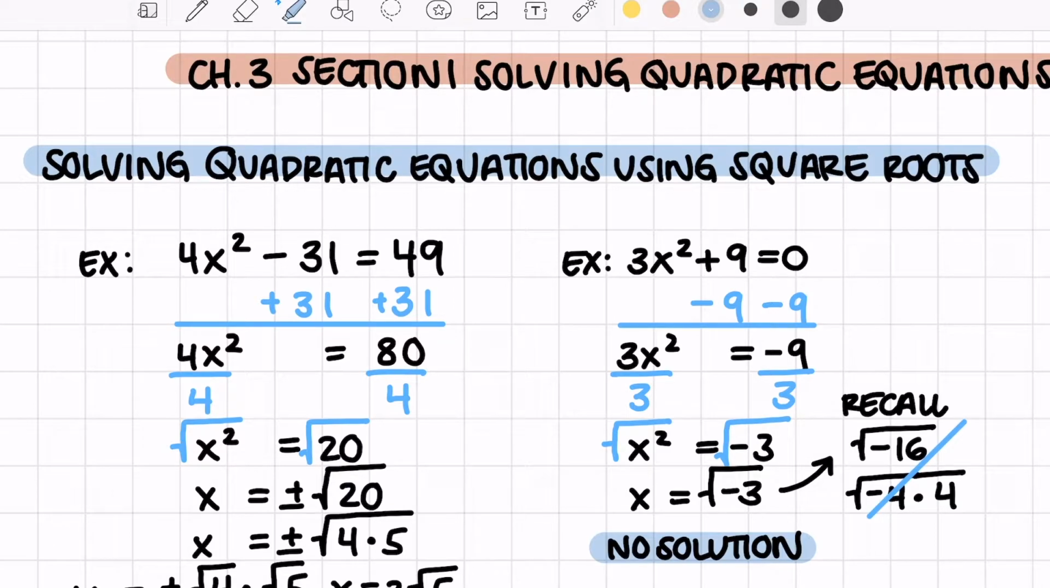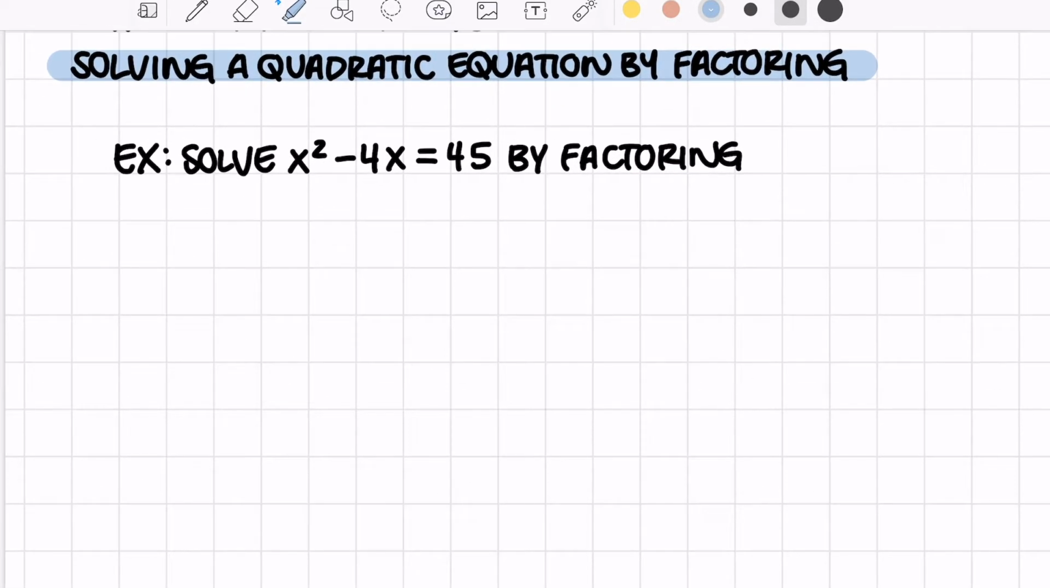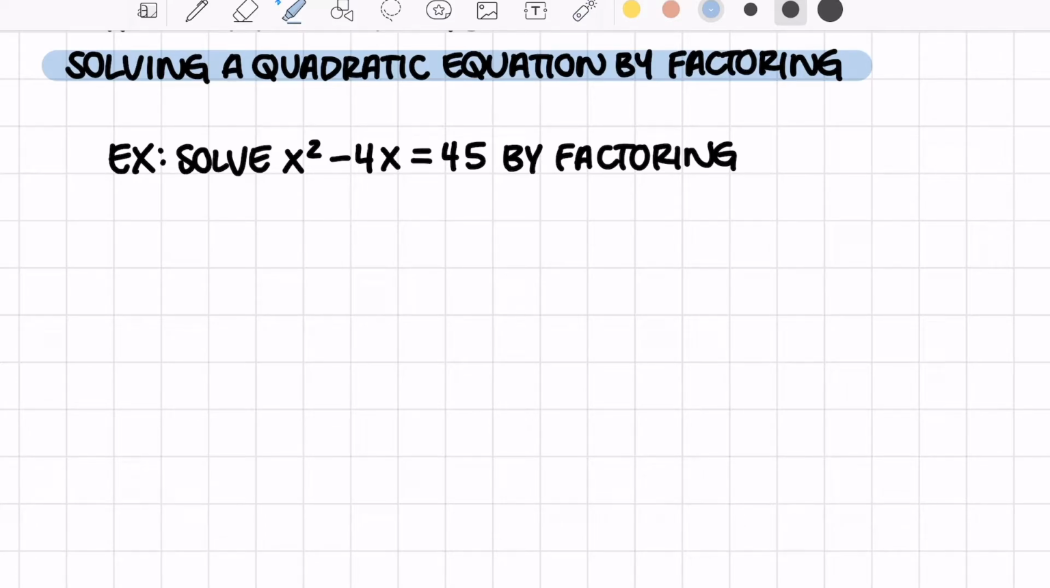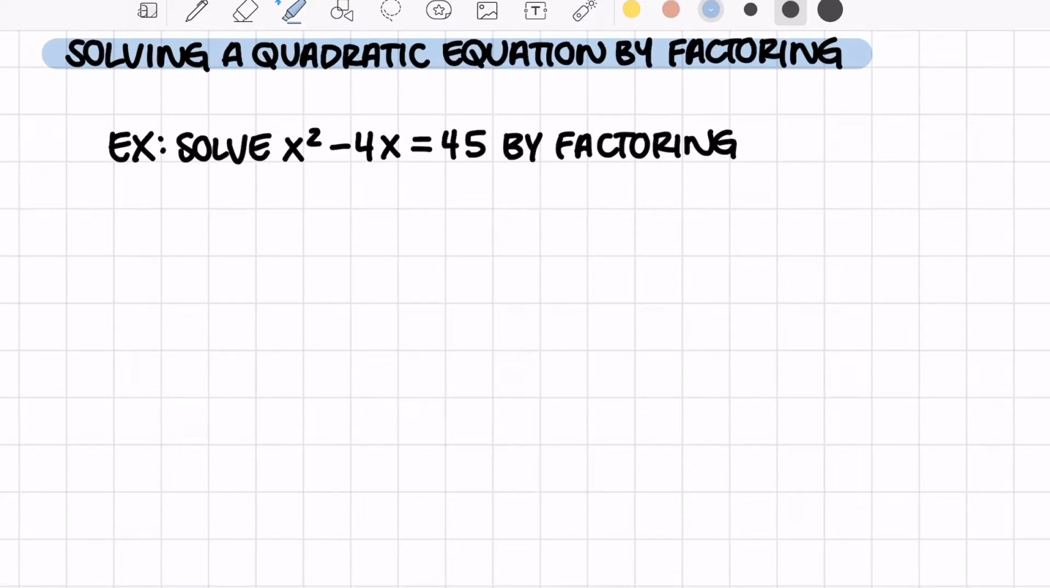All right, let's check out the next problem. The next problem right here is asking us to solve equations by factoring. So right here, we're being asked to solve x to the power 2 minus 4x equaling 45, and we have to factor that out.